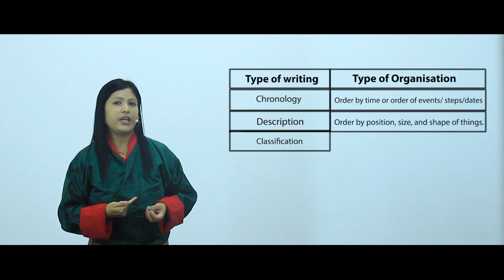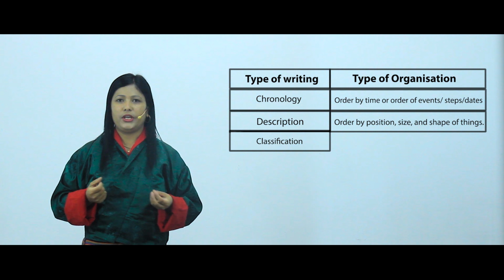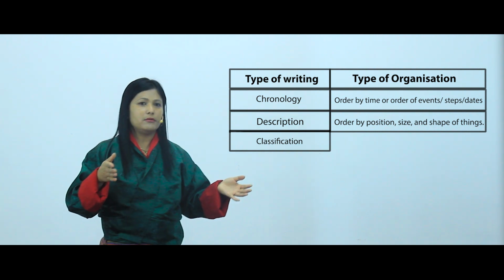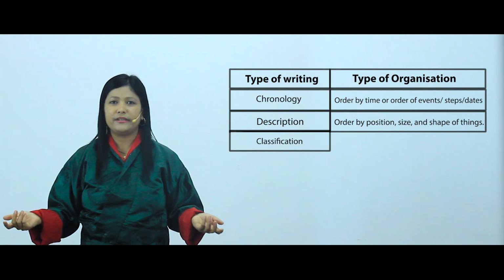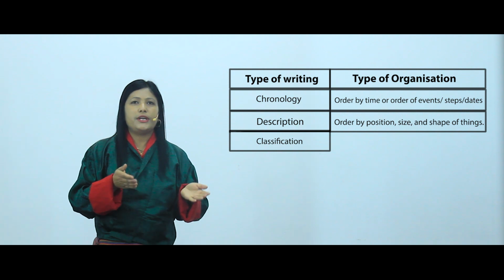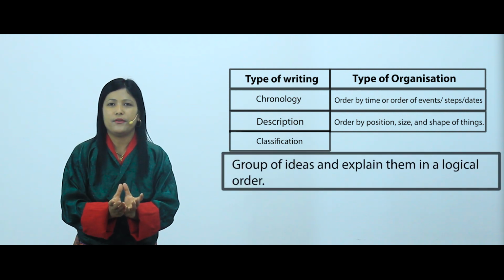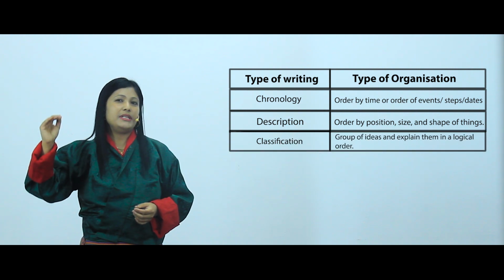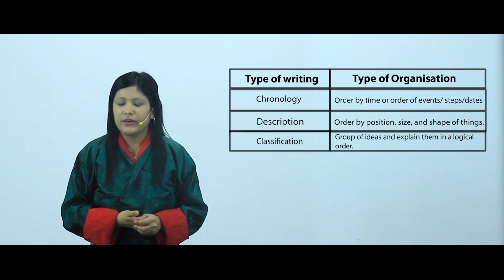Next, you have classification. When you talk about classification in higher grades, we do write about the classification of animals or plants or things or any materials. So classification here refers to groups of ideas. The same ideas, we bring together and then explain in logical order. That means explain in order. So that is about classification.